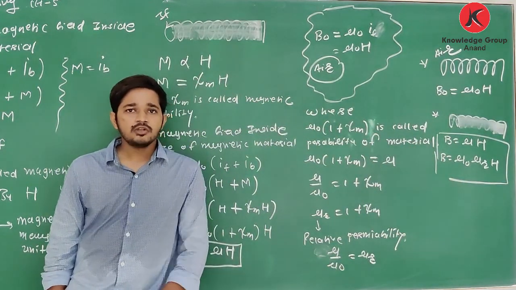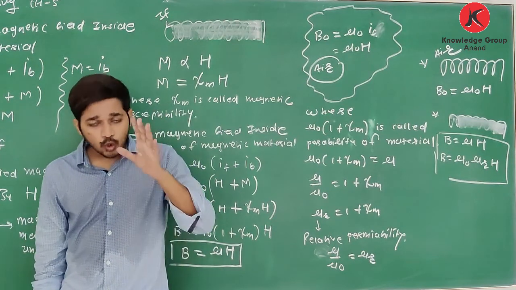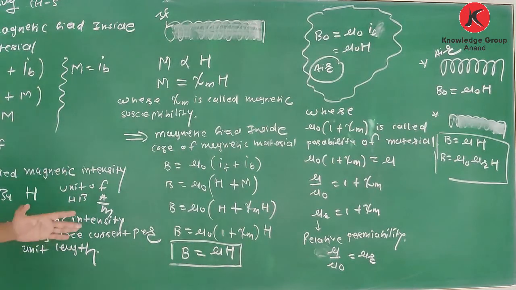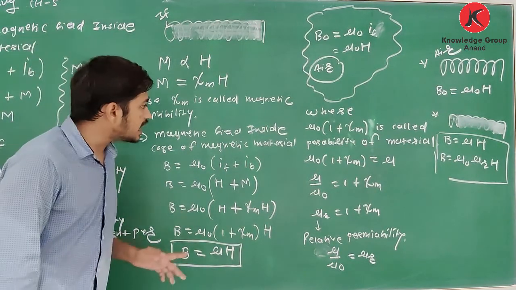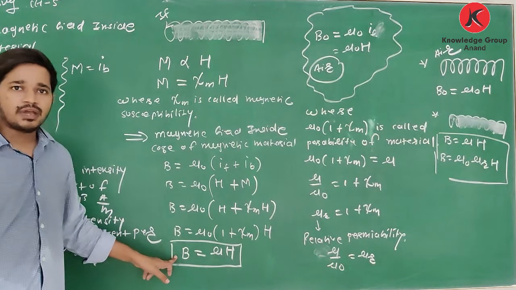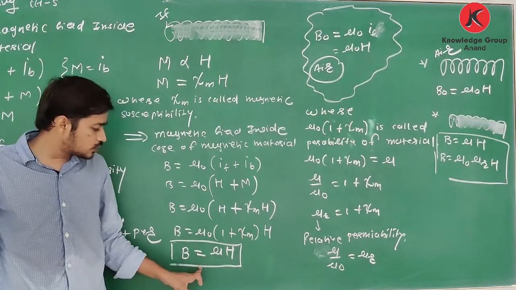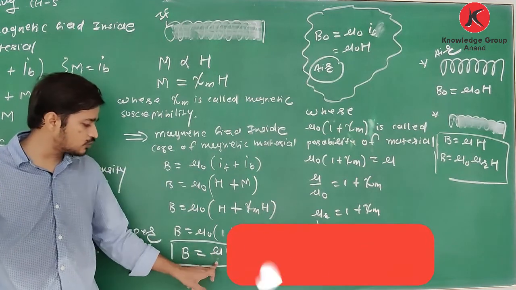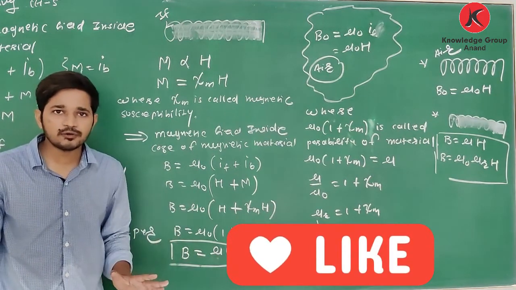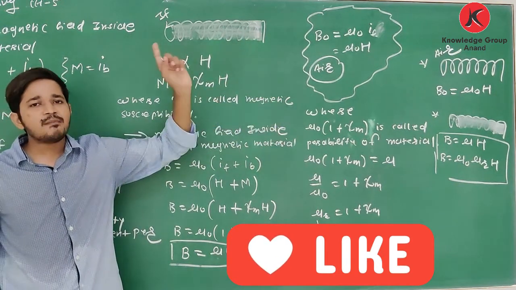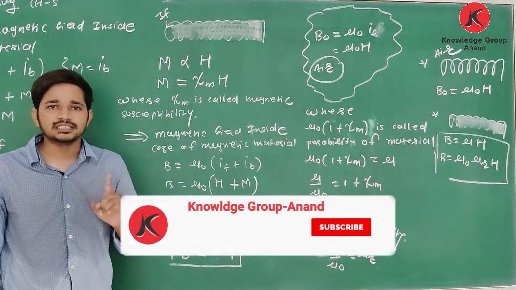Clear about this? So yes, it is a whole theory. What is magnetization? What is magnetic intensity? You will be asked to prove this equation. When a magnetic material is placed inside a solenoid, prove B is equal to mu H. Clear about this? What is the conclusion? If the medium is changed, the magnetic field also changes.